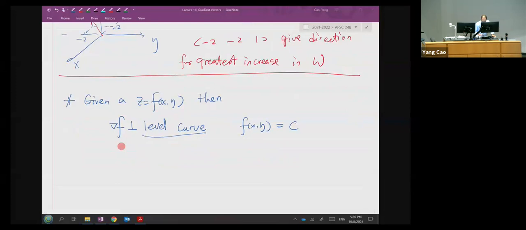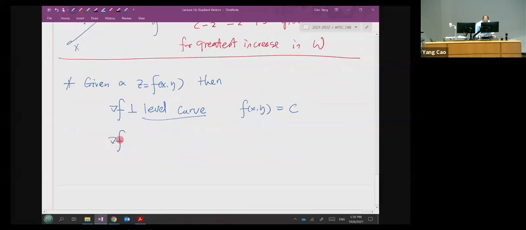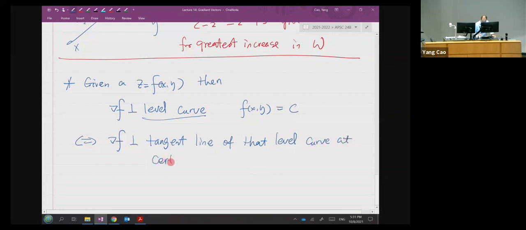I will actually try to prove that next. The first statement is equivalent to the second statement. When you say a vector is perpendicular to a curve, it's equivalent to saying the vector is perpendicular to the tangent line of that level curve at certain points. So these two statements are exactly the same.